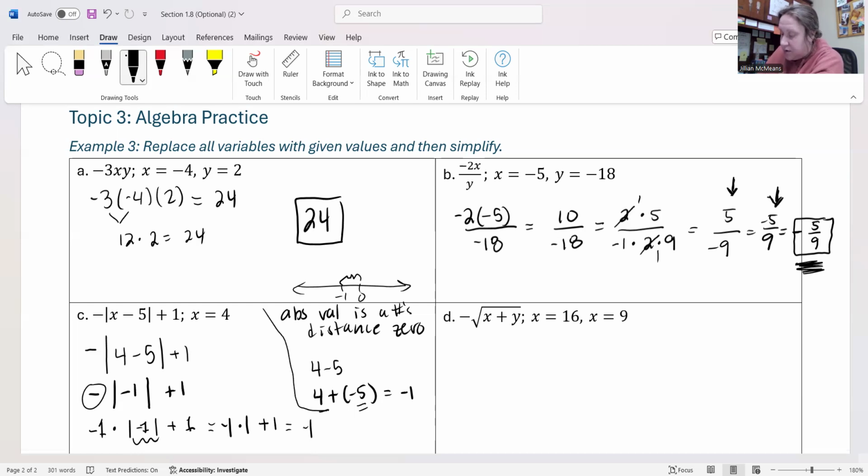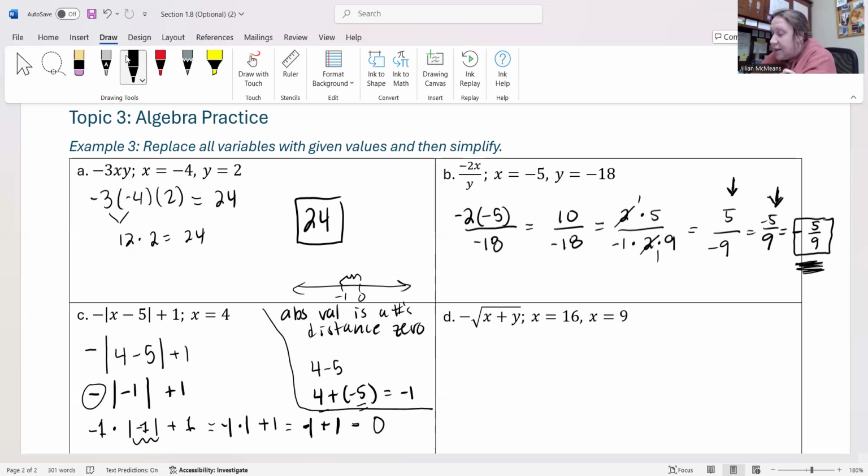Let me make sure this is separate. So the negative absolute value of -1 is just -1. To that, we want to add 1. Well, -1 plus 1 is just 0. So the final answer here would be 0.